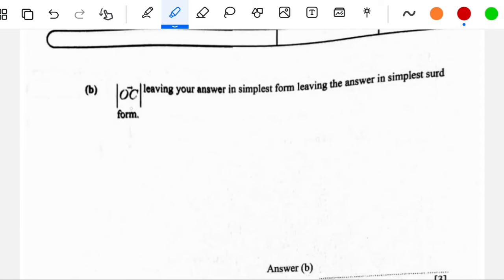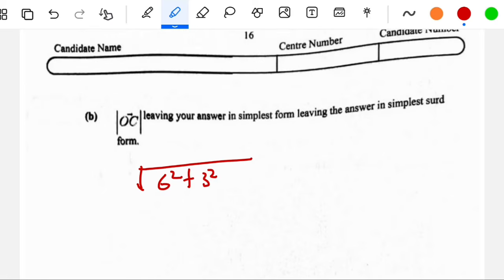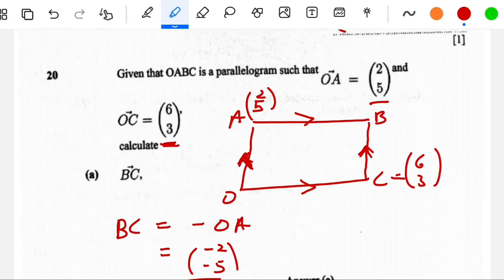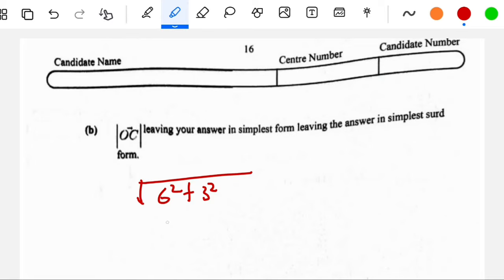Then B, we want the magnitude of OC, leaving the answer in simplest surd form. To find the magnitude, say square root of 6 squared plus 3 squared. We're taking this one from here. This is our C, which is 6 and 3. So this is 6 squared and 3 squared, which is going to give us the square root of 36 plus 9, which is going to be the square root of 45.